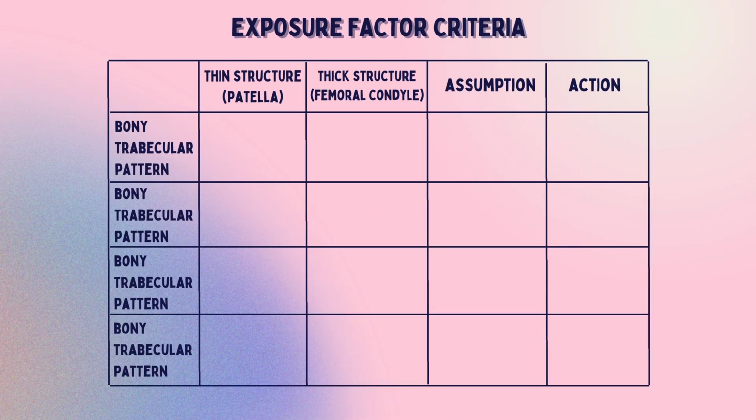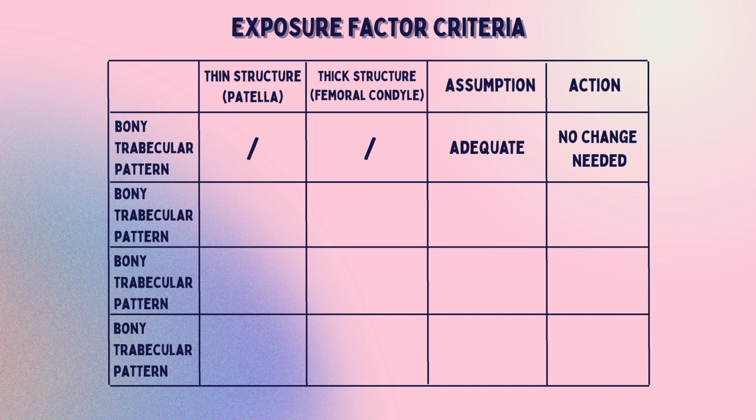Now, in terms of the image density, we will assess the mAs used. Firstly, if both the bony trabecular pattern of the thin structure, which is the patella, and the thick structure, which is the femoral condyles, are visualized, therefore the mAs used for the radiograph is adequate. No changes need to be done on the mAs.